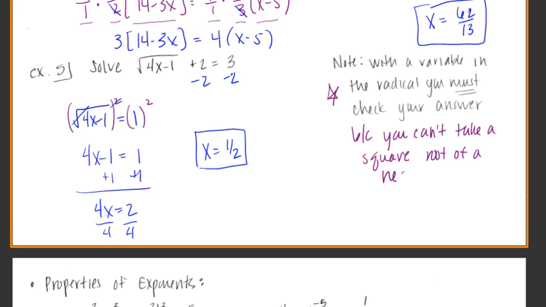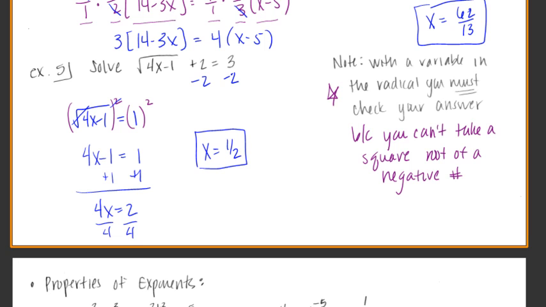And so you're sitting here going, well, my answer is positive, so why do I have to check? The key is you don't just check your answer; you check it once you've plugged it back in. I need to plug 1/2 in and make sure that what's under that radical is still positive. So it doesn't matter about the sign of your answer. It's once you plug your answer in, is what's under that radical still positive or does it go negative?